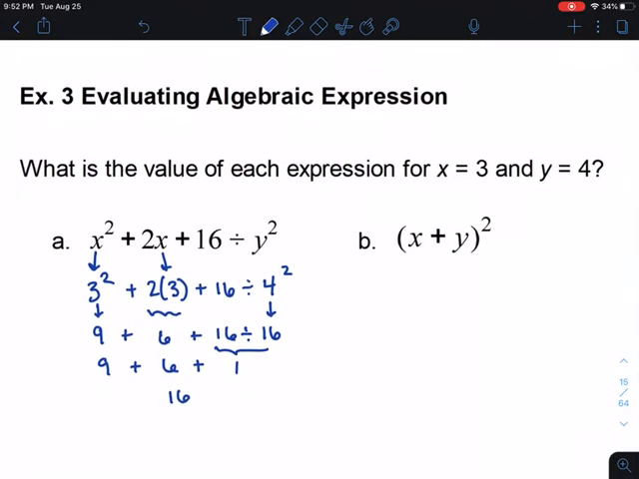Let's try part B. We have in parentheses an x plus y squared. So again, we're going to take out the variable x and plug in a 3. We're going to take out the variable y and plug in a 4. And then we have that little squared on the outside. So if I have a 3 plus 4 inside of parentheses, order of operations tells us you have to do the parentheses first. That's going to give us a 7 to the second power. And 7 times itself gives us 49.